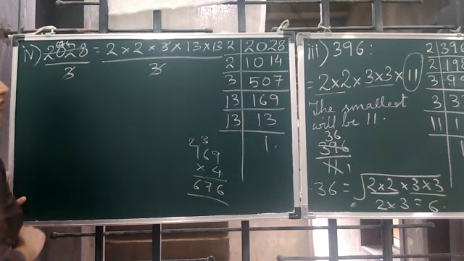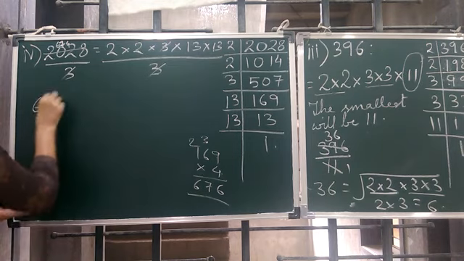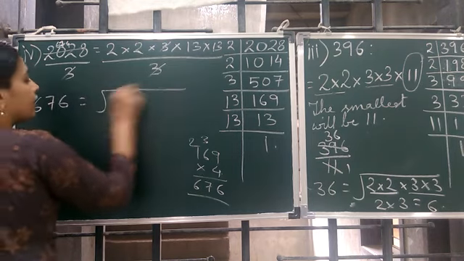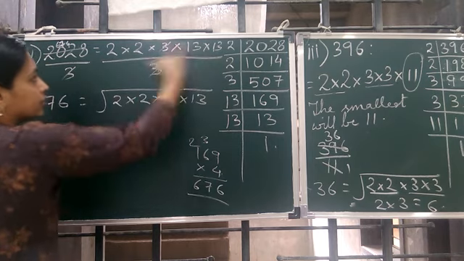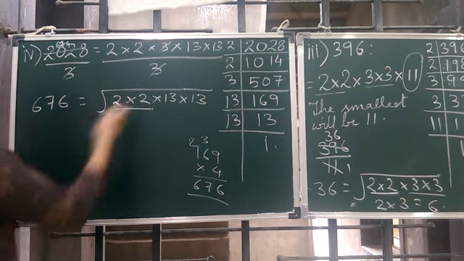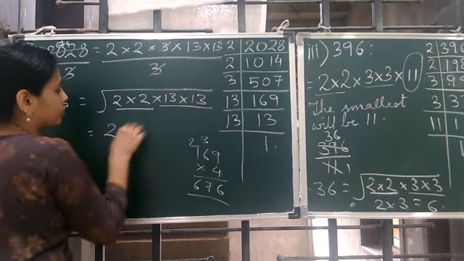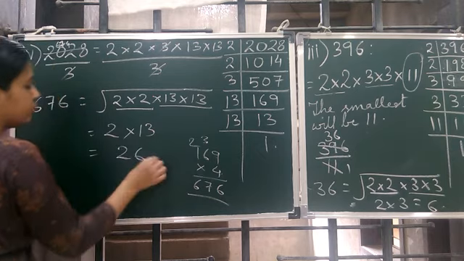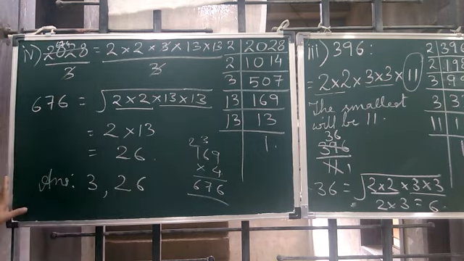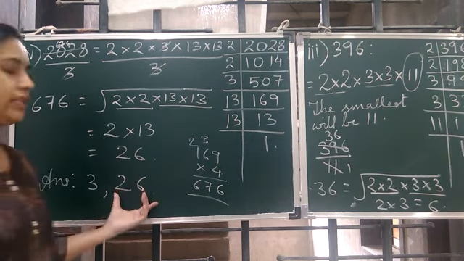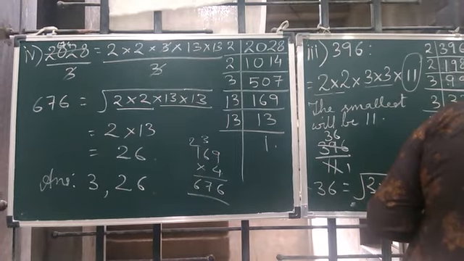Okay, how did we get 676? By multiplying all these. So we will find out the root of 676. 2 into 2 into 13 into 13. These are the root. This will be the prime factorization of 676. No need to find it again. So it is 2 into 13, which gives us 26. So answer is what? 3 and 26. 3 is the number by which we will divide, and 26 will be the square root. So this completes the.